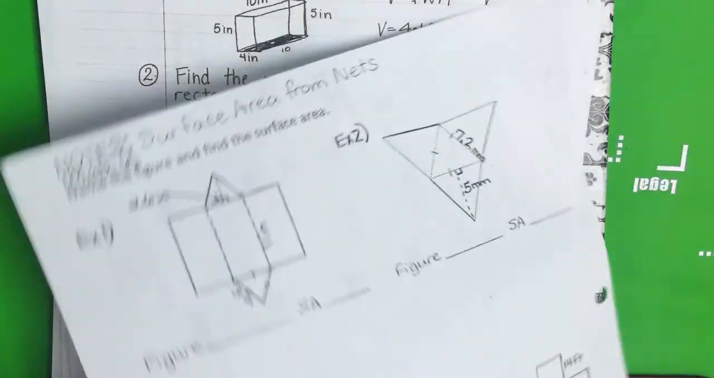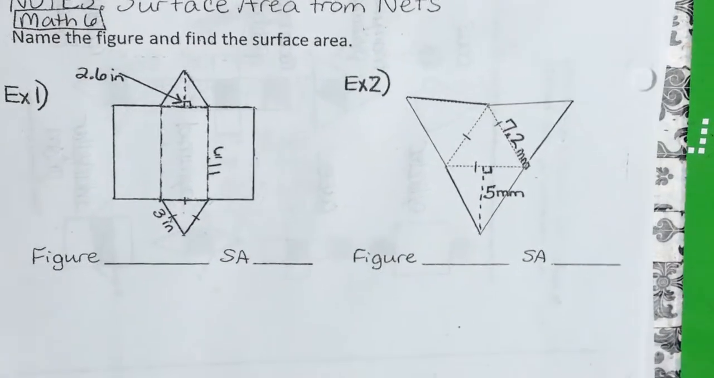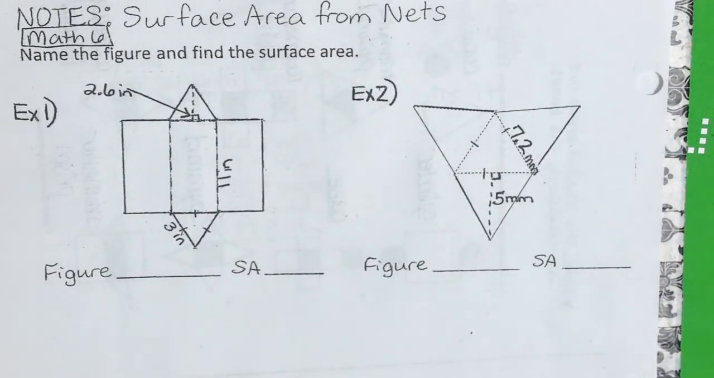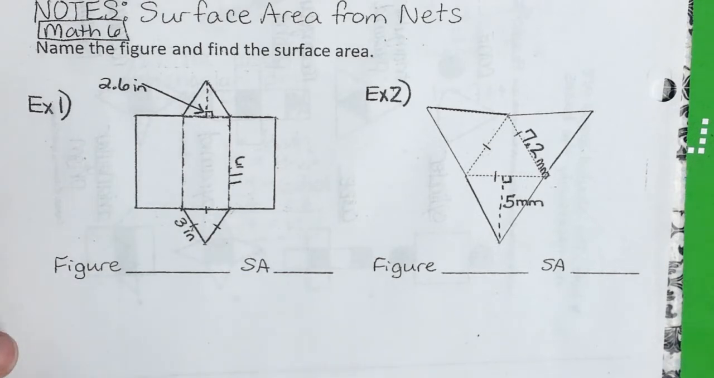So let's look on the back. What we're going to be doing is taking these nets, and now we're going to jump back. We're going to forget about volume for a little while, because volume is what is on the inside. Now we're going to talk about the outside shell. We're going to find the surface area of the outside. This is very similar to what we did 2 weeks ago when we did compound figures. Remember when we had to split the shapes apart and then add them back together? Except now our shapes are already split for us. All we got to do is add them back together.